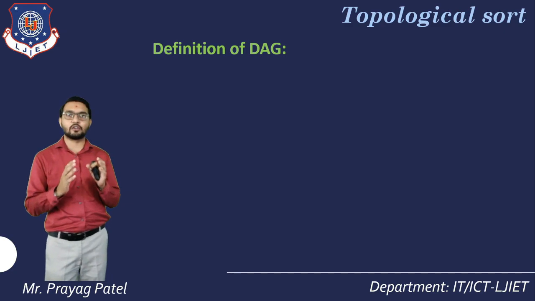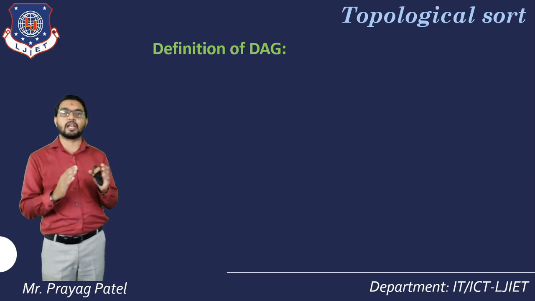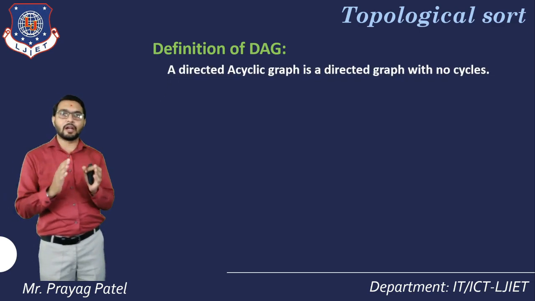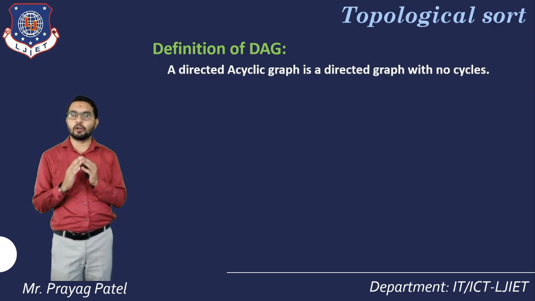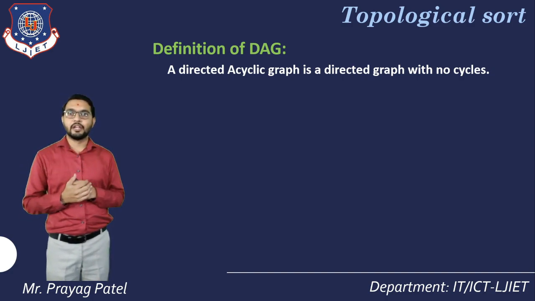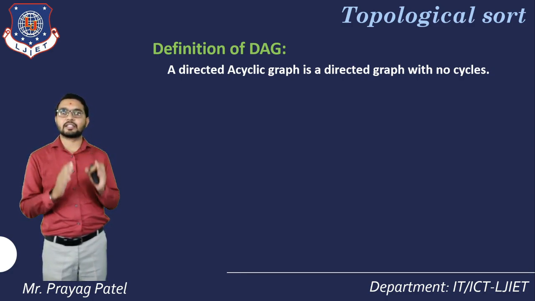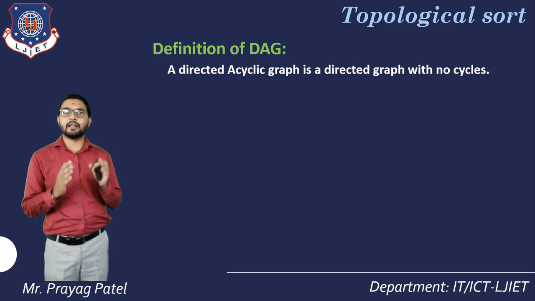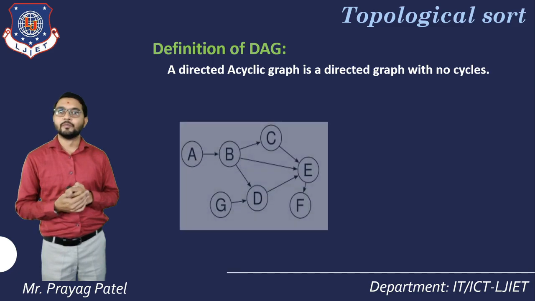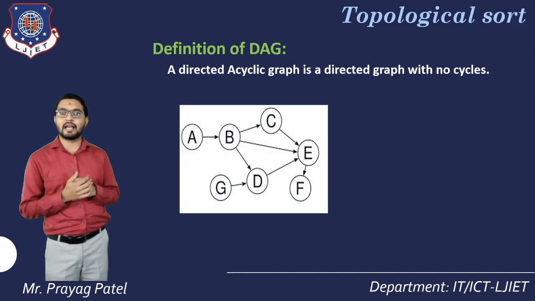Now the next topic is topological sorting, or topological sort order. Before understanding topological sort order, understand the definition of a DAG. DAG means directed acyclic graph. A directed acyclic graph is a directed graph with no cycle. So here consider this graph as a directed acyclic graph.